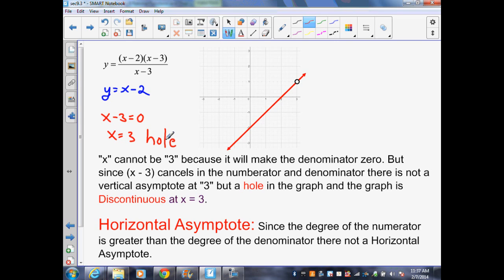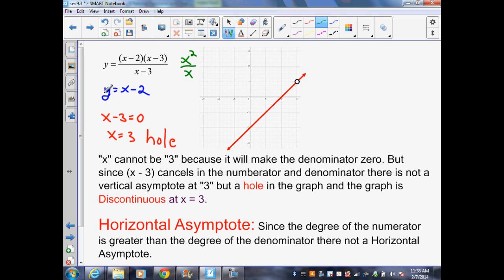Next, I need to take a look at horizontal asymptotes. If I would FOIL the numerator, I would end up with a degree of x squared on the numerator and an x on the denominator. In other words, the degree of the numerator is greater than the degree of the denominator. In this situation, as I've written, since the degree of the numerator is greater than the degree of the denominator, there is not a horizontal asymptote, and we don't have one in this problem.